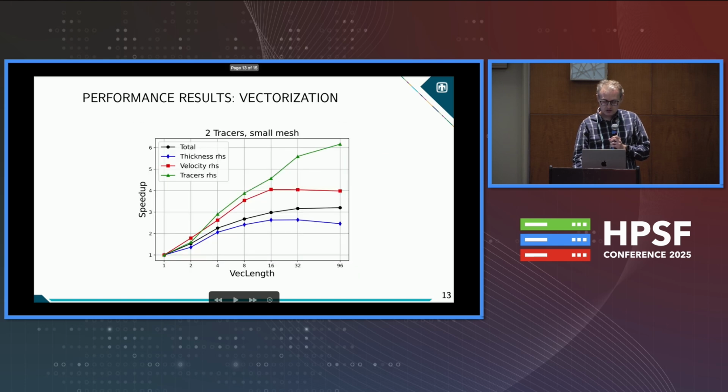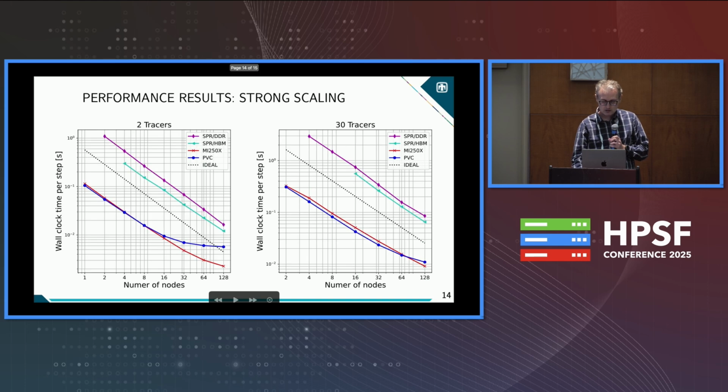Okay, maybe in the interest of time, I will skip this and go to strong scaling results. So this is showing strong scaling from 1 to 128 nodes. This is for a mesh that's currently considered a high-resolution mesh for the CPU-Ocean model. Again, I have results with 2 tracers and 30 tracers. And what it's showing is wall clock time per time step, so now lower is better.